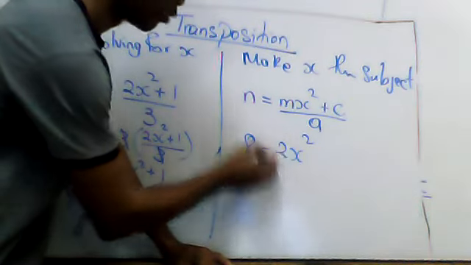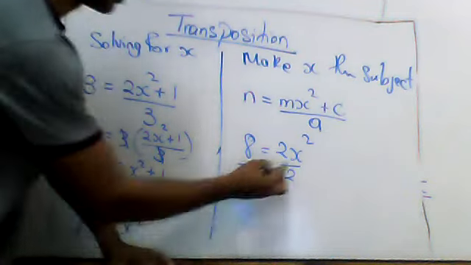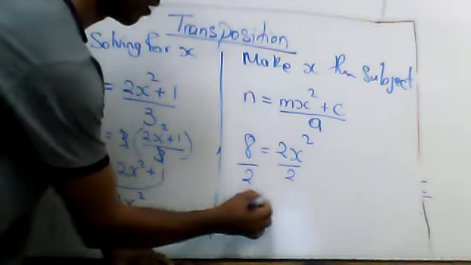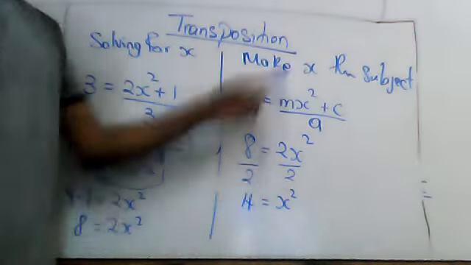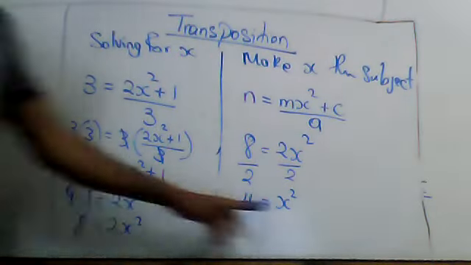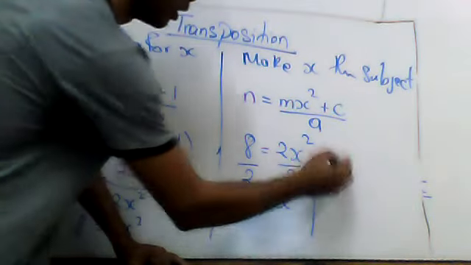Understand? We need to remove this 2 first. So we need to divide both sides by 2. After dividing both sides by 2, we're going to get 4 equal to x squared. Now, we need to remove the square because we're solving for what? We're solving for x, so we need to remove the square.